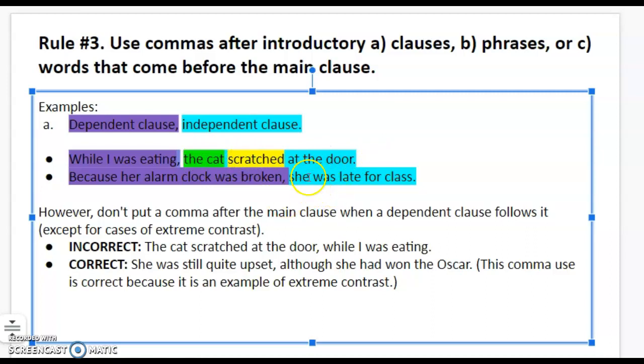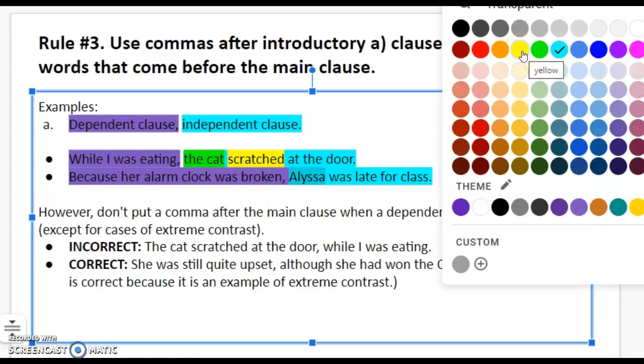Because her alarm clock was broken. Let's just change this to a name. Alyssa. It's a popular name. Because her alarm clock was broken, Alyssa was late for class. So this is about Alyssa. So the comma needs to come before her name.